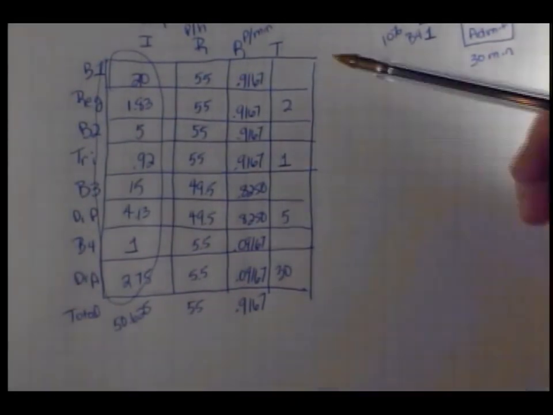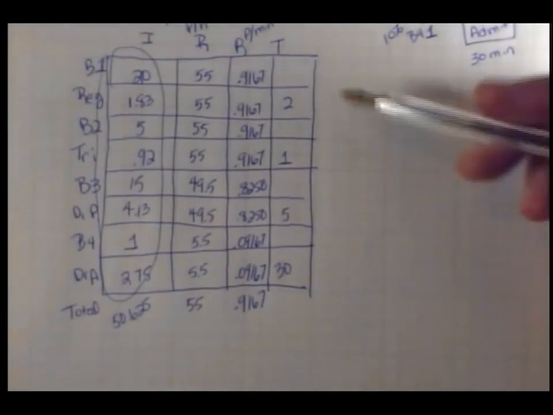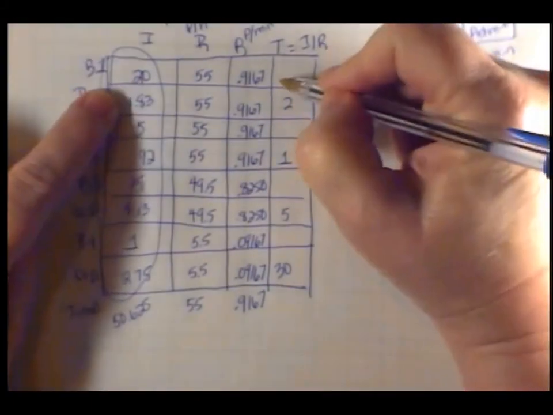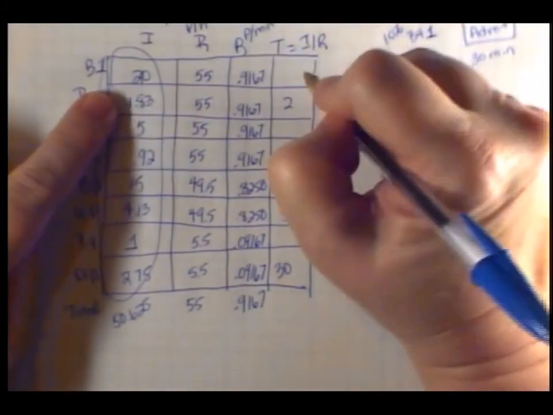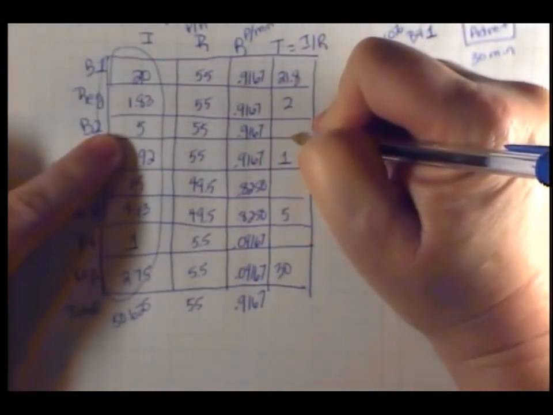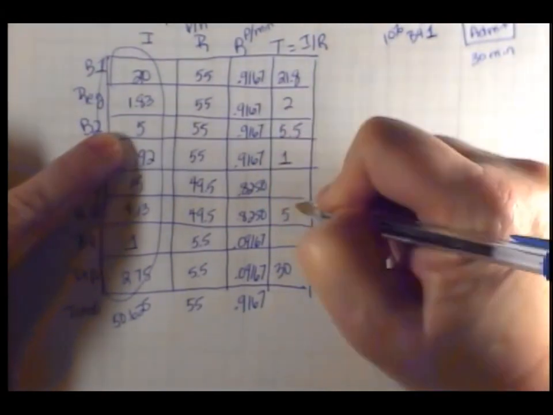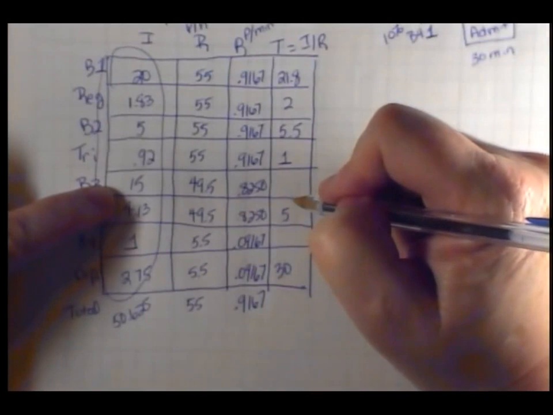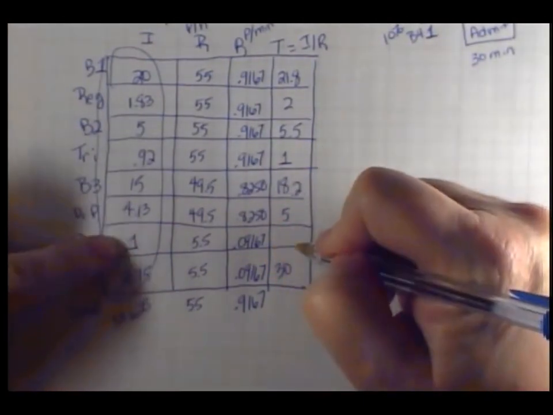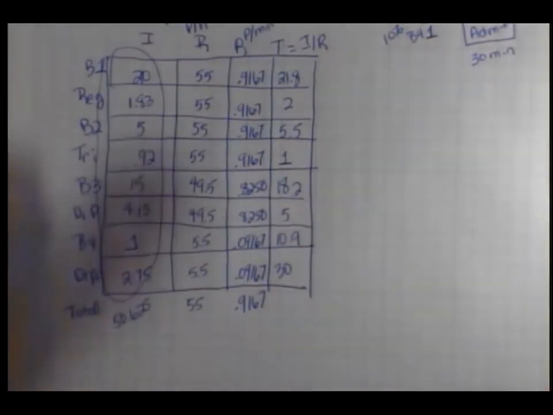All right, then to complete the table, I need to fill in how much time it takes at each step. Okay, so we know that flow time is equal to inventory divided by throughput. So 20 divided by 0.9167 is 21.8 minutes. 5 divided by 0.9167 is 5.5 minutes. 15 divided by 0.8250 is 18.2 minutes. And 1 divided by 0.09167 is 10.9 minutes. Okay?